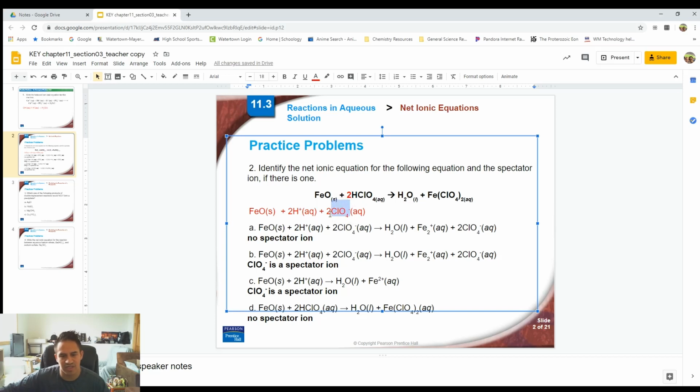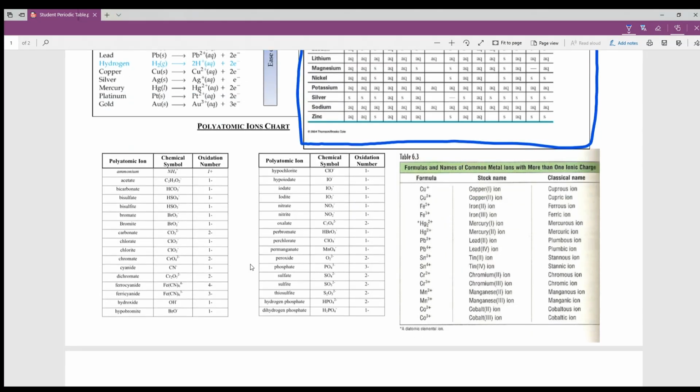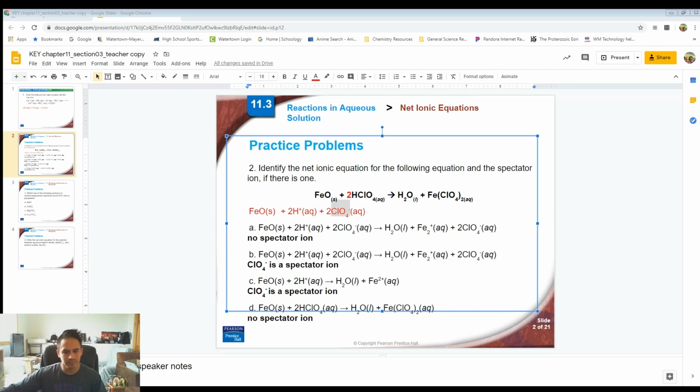This is a polyatomic ion. You can find it on the back of your periodic table. In fact, we'll even pull up our periodic table just to show you. If we look at the list, we can find the ClO4 ion right here, perchlorate. ClO4- is a perchlorate ion. So we have two H+ ions in this compound and two ClO4- ions in this compound. Those are both aqueous, so we're going to write them as separate things.